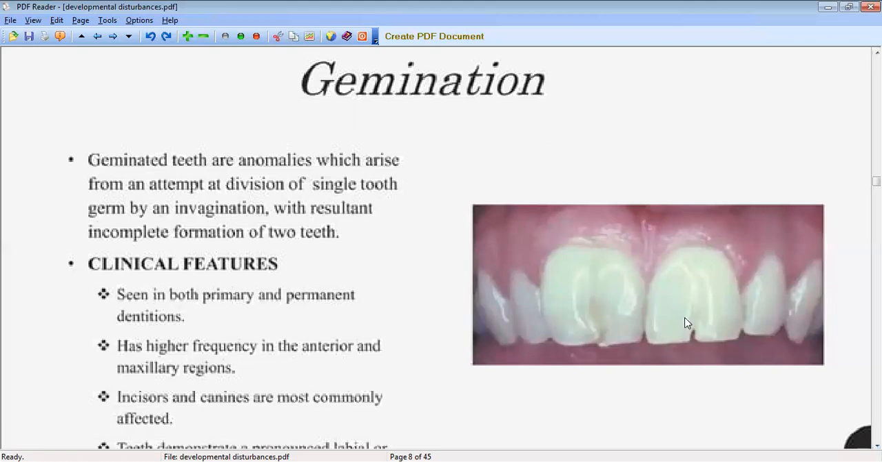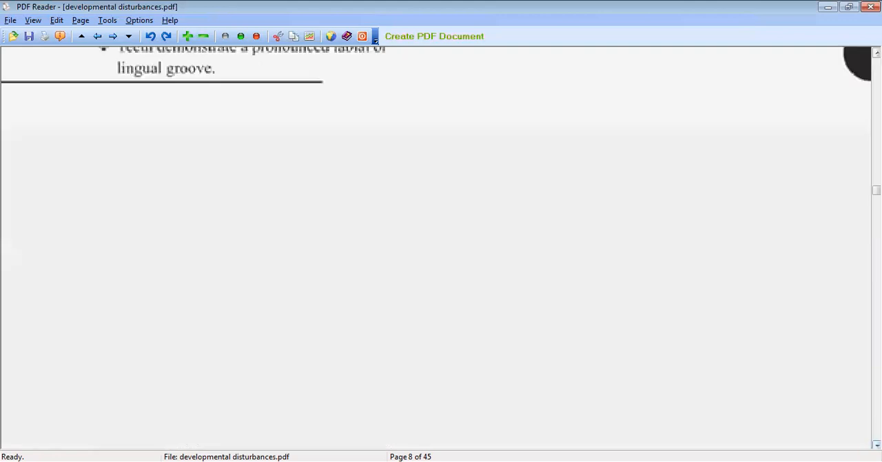As you can see in the picture, it looks like two teeth are merged. Otherwise, it arises from an attempt at division of a single tooth germ by an invagination, right? So it results in an incomplete formation of two teeth. Seen in both primary and permanent dentition, primary has higher frequency. It is higher in anterior and maxillary region. Incisors and canines are most commonly affected, right?